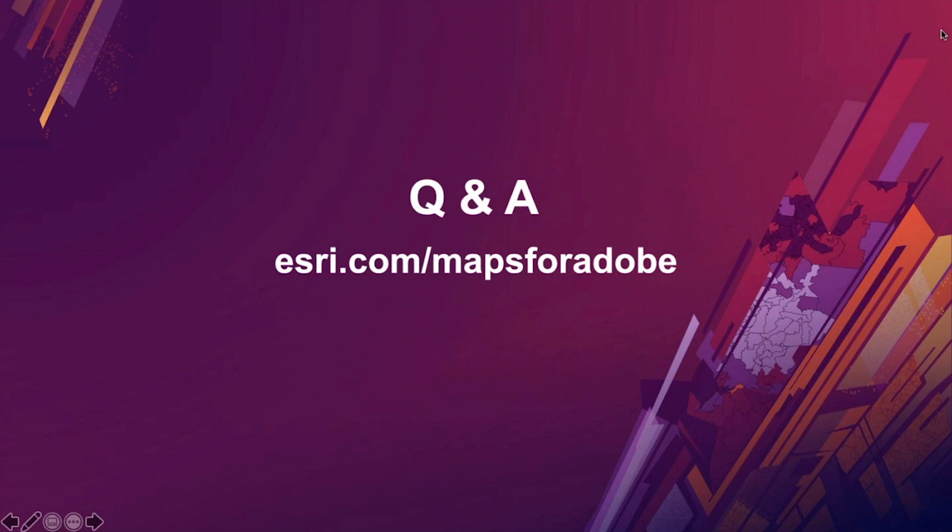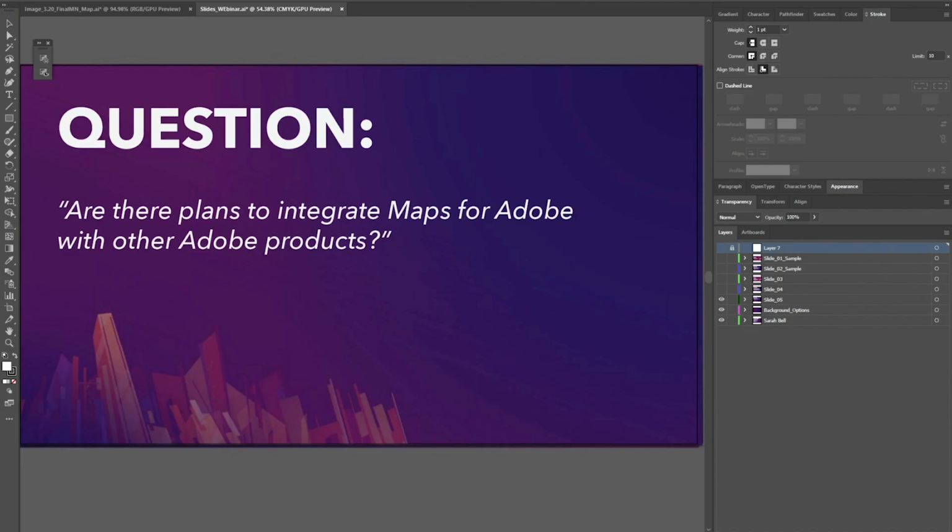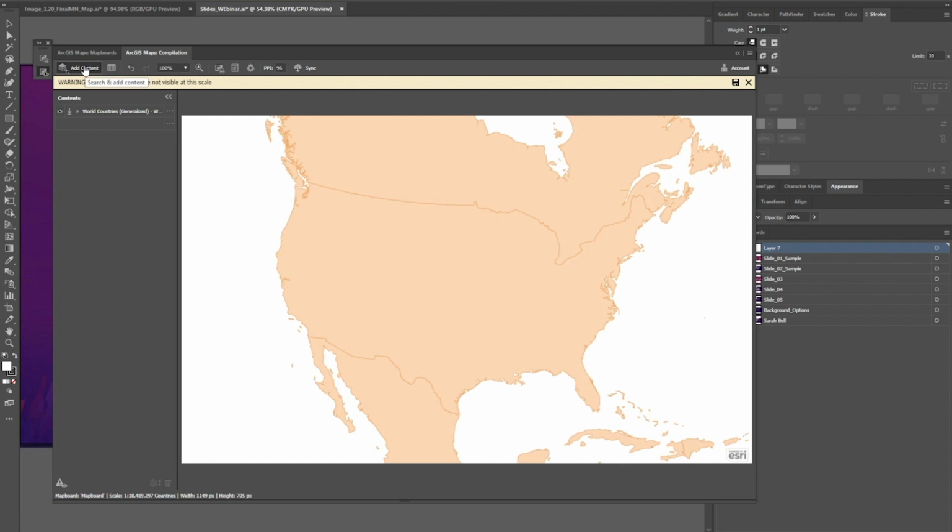Sure. Is it possible to share my screen? Sure, I'll stop sharing and you can. Cool. Let's just go to Maps for Adobe really quick. Can you all see my screen? I cannot yet. Anna, can you see Sarah's screen? No, not. Oh, there it is. Yep, I see it now.